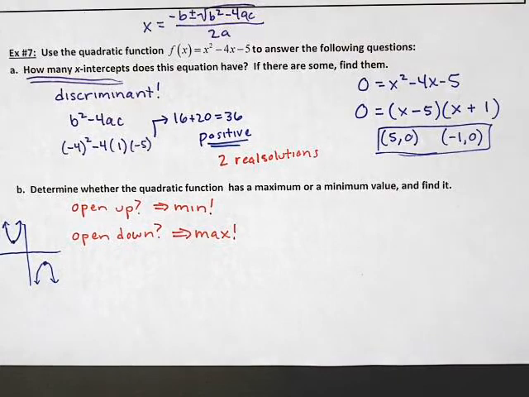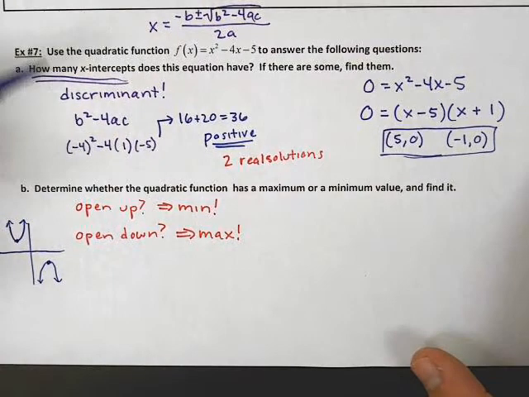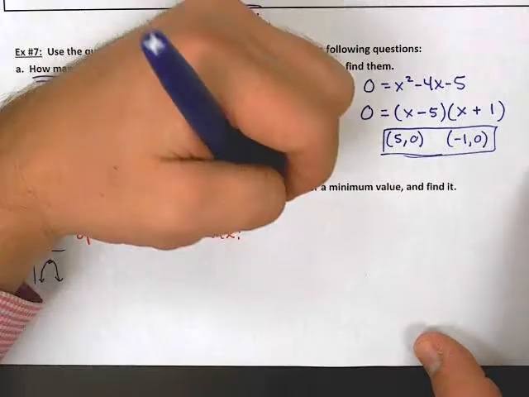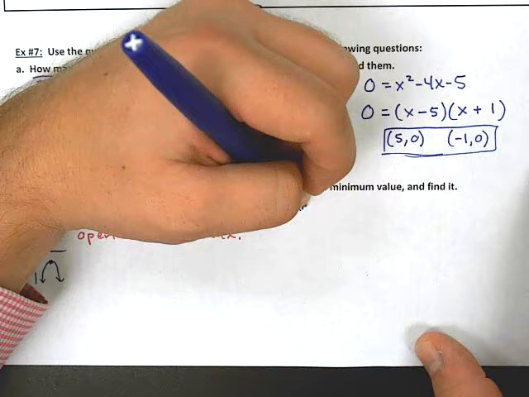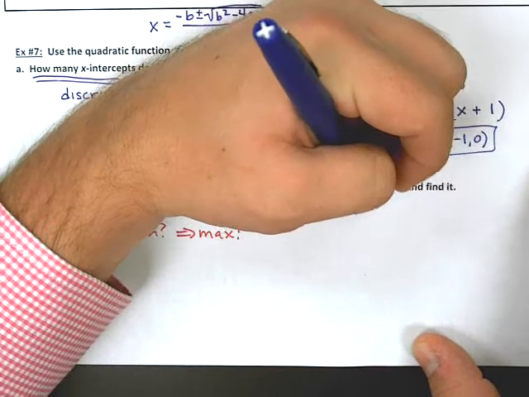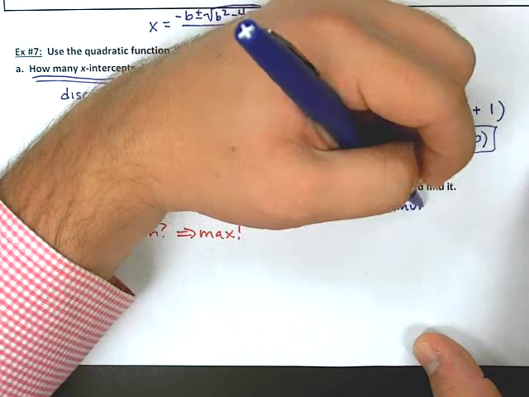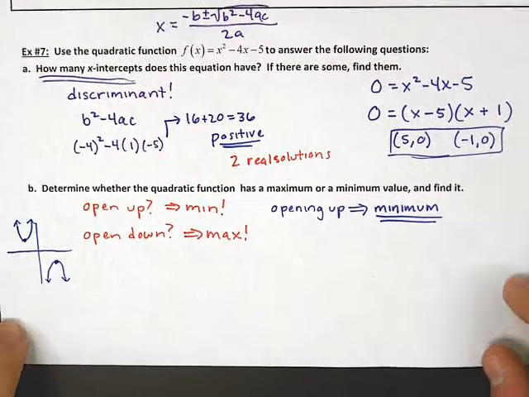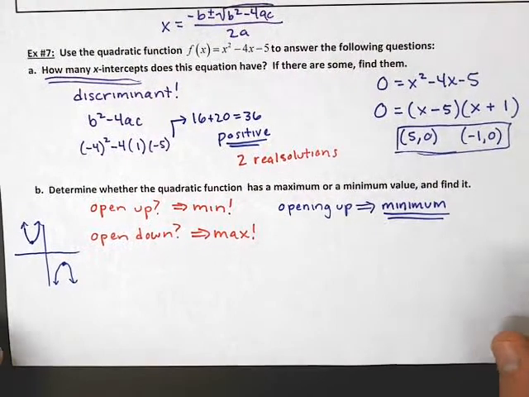Alright? So, when we look at this, my a value is positive, so I know it's opening up, which means I'm going to have a minimum. Now it says to find it. So what that means is we need to get the h and k values. Okay, we want to find the vertex.